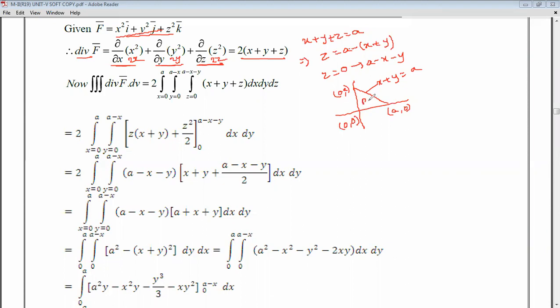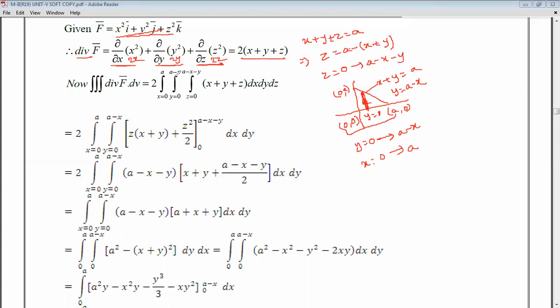So this is the entire region, and if you are choosing a vertical strip, the lower limit is on the x-axis, that is y is equal to 0, which ends on this curve. Here the line is x plus y equal to a, so y is equal to a minus x. And x is from 0 up to a. So these are the x limits, y limits, and z limits, and simply we apply integration.